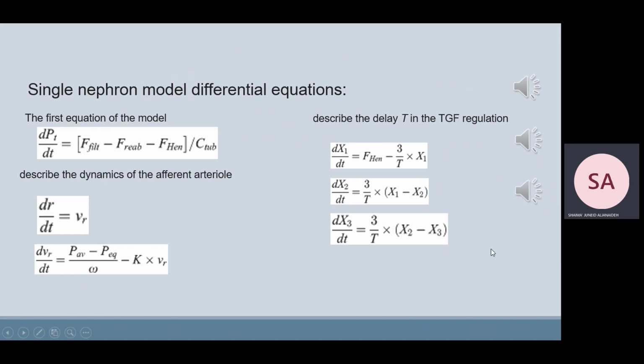The last differential equation describes the delay in TGF regulation in the single nephron model. This delay arises both from the transit time through the loop of Henle and from the cascade of enzymatic processes between the macula densa cells and the smooth muscle cells that control the contraction of the afferent arteriole.